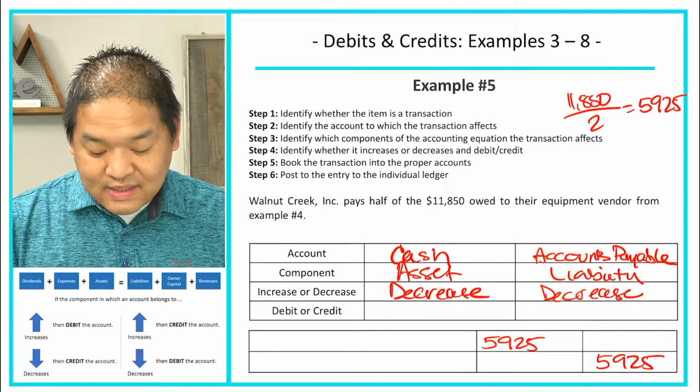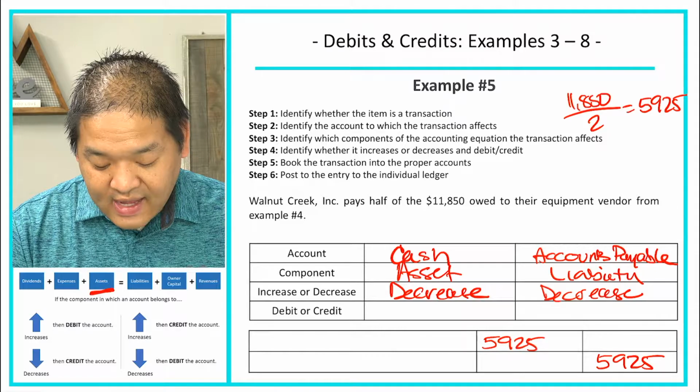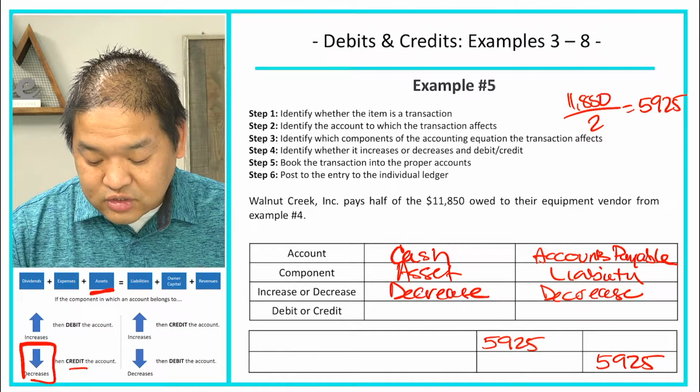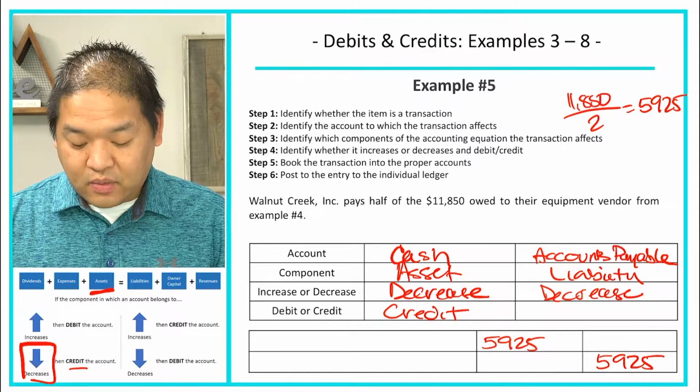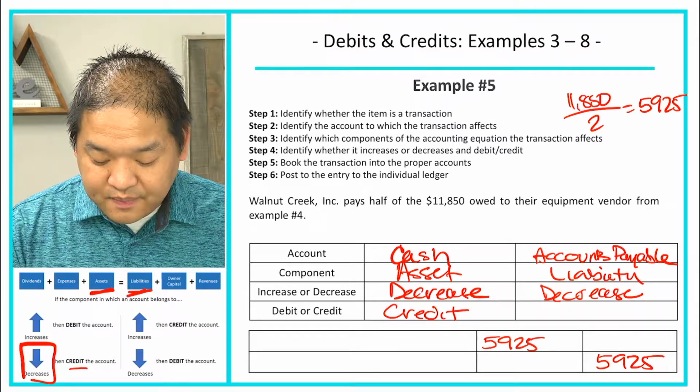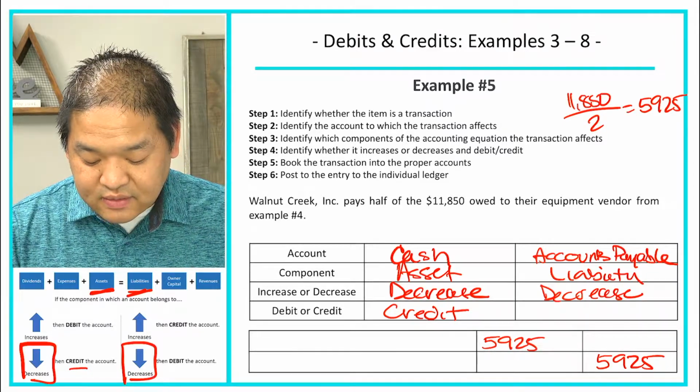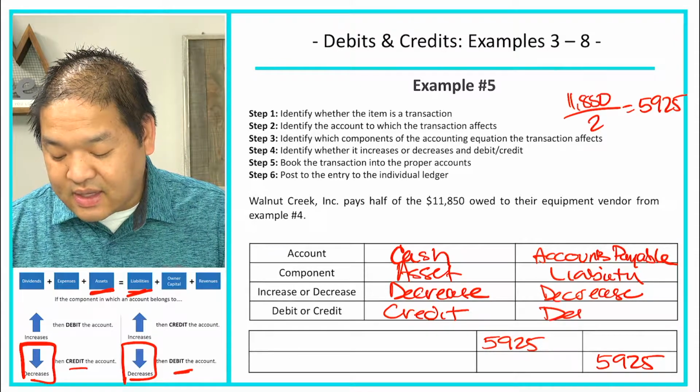Cash is an asset, it's decreasing. Therefore, we're going to credit the account. What about the accounts payable? Well, the accounts payable is a liability. It is also decreasing. Therefore, we're going to debit the account.